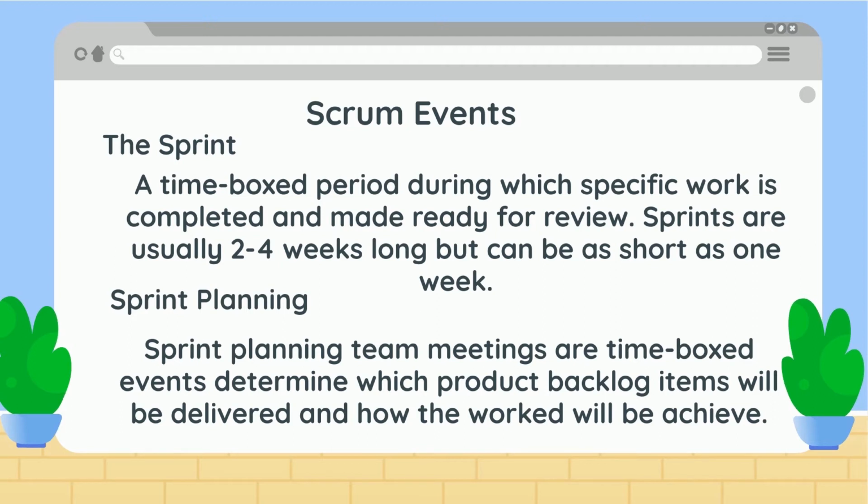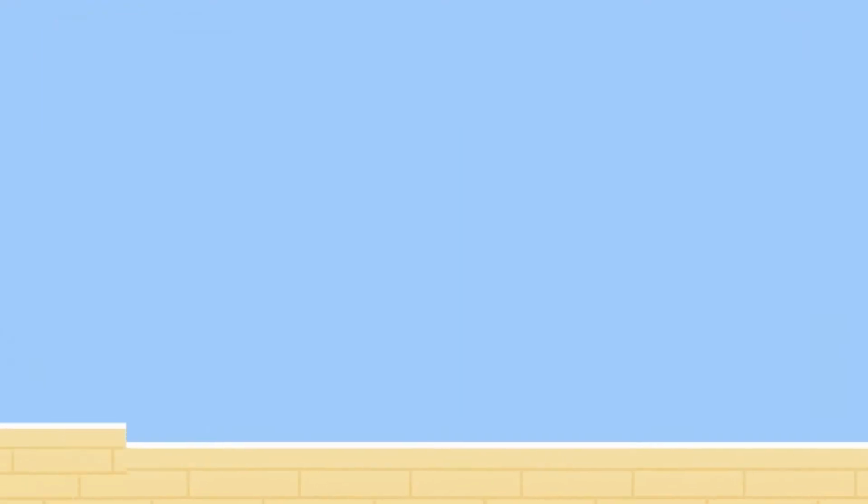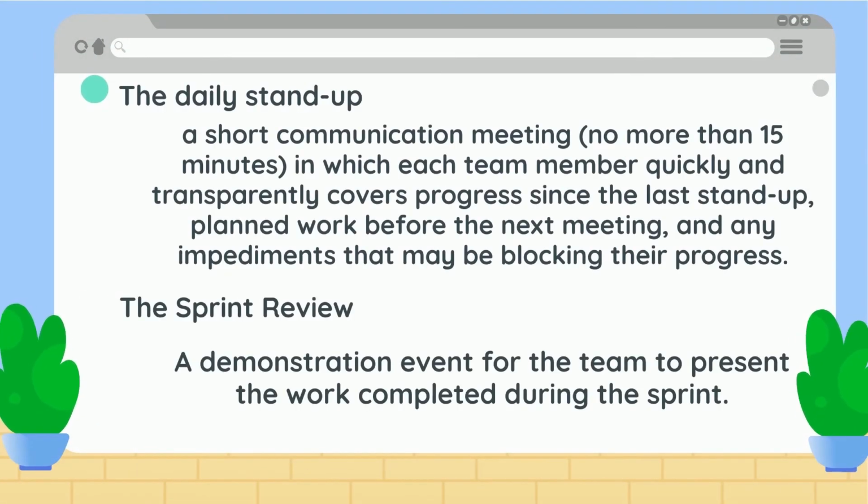Sprint Planning. A short communication meeting, no more than 15 minutes, in which each team member quickly and transparently covers progress since the last stand-up, planned work before the next meeting, and any impediments that may be blocking their progress. The Daily Stand-up. A short communication meeting, no more than 15 minutes, in which each team member quickly and transparently covers progress since the last stand-up, planned work before the next meeting, and any impediments that may be blocking their progress.